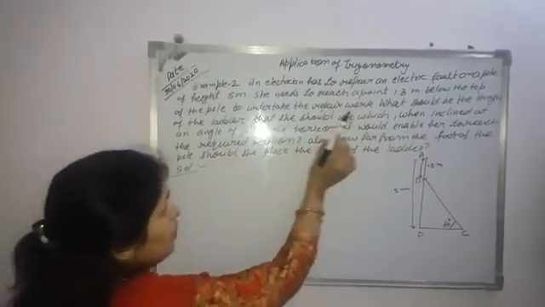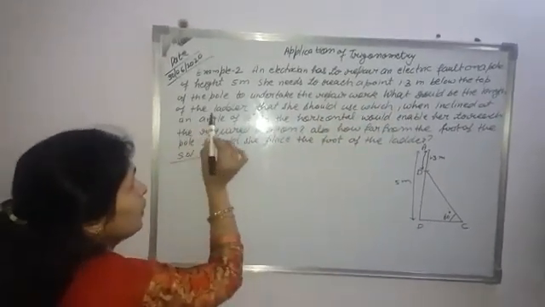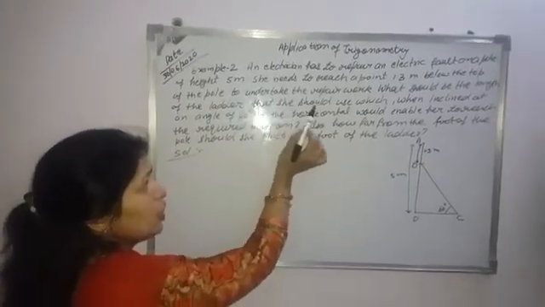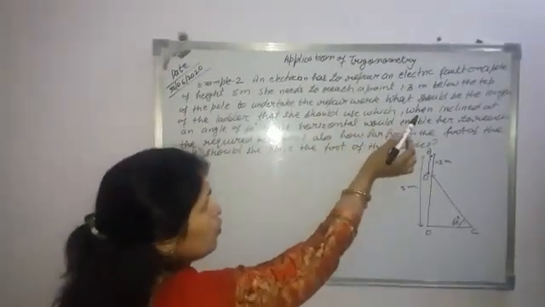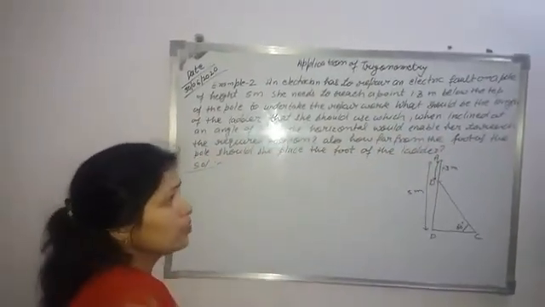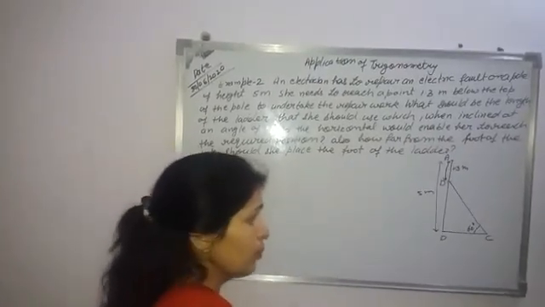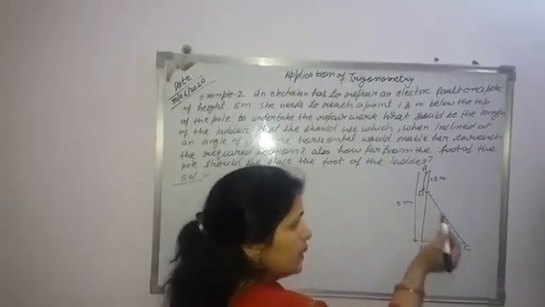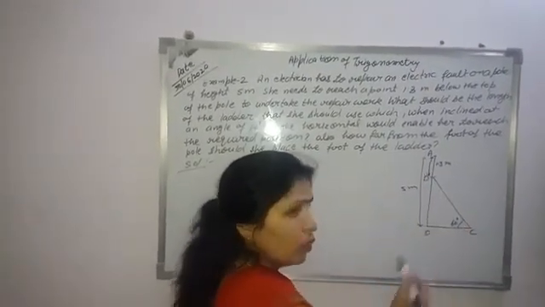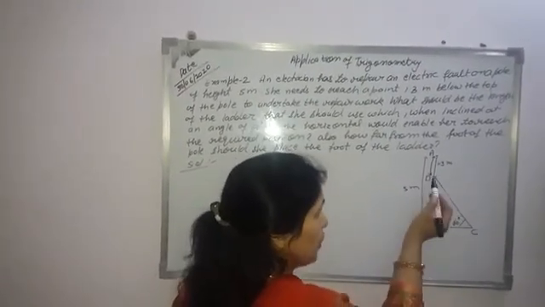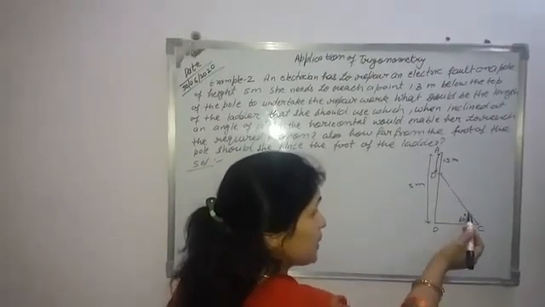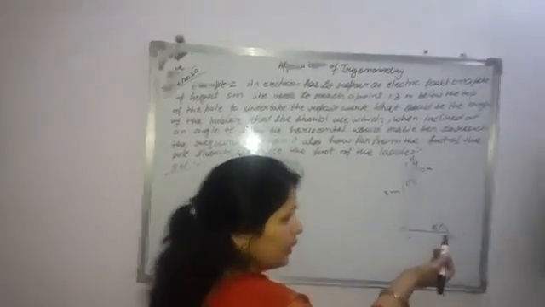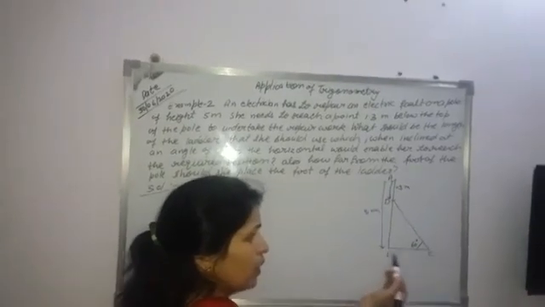Next one is repair. What should be the length of the ladder that she should use, which when inclined at an angle of 60 degree to the horizontal? We want to find out, let us suppose this is the ladder, CD is a ladder. We want to find out the length of this ladder to reach the point, and this ladder is inclined at an angle of 60 degree with the horizontal.